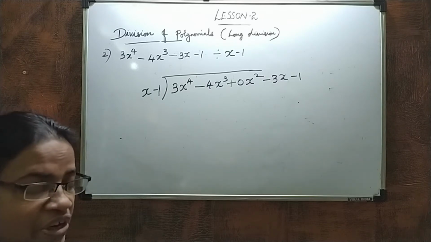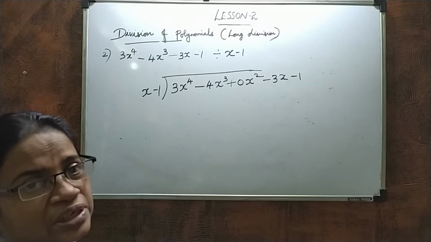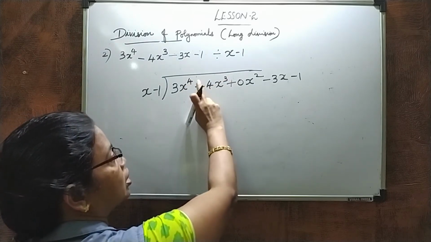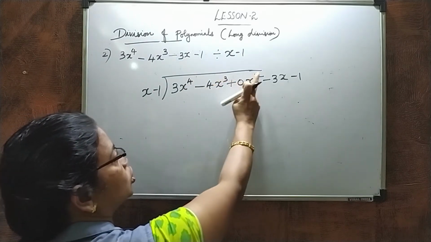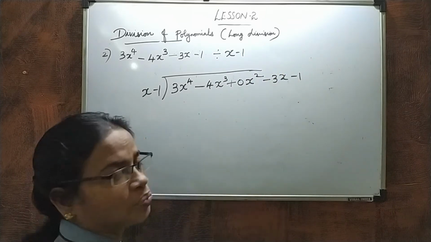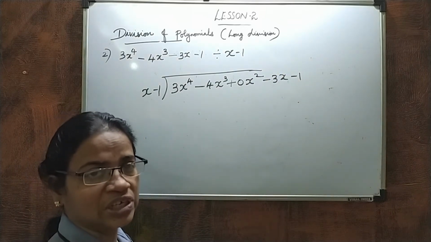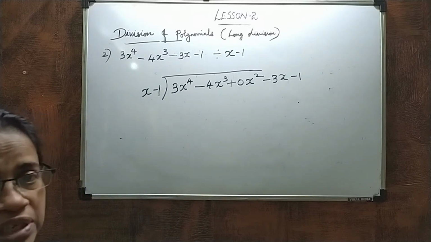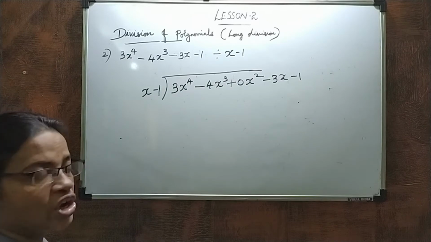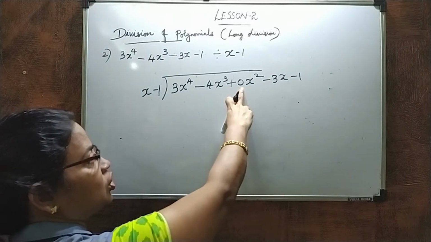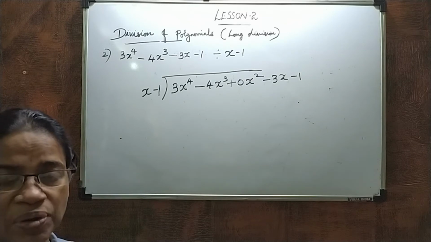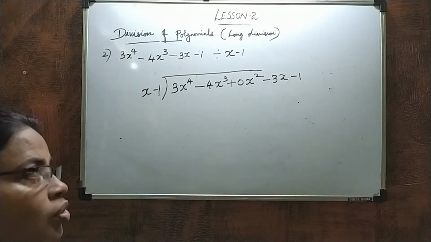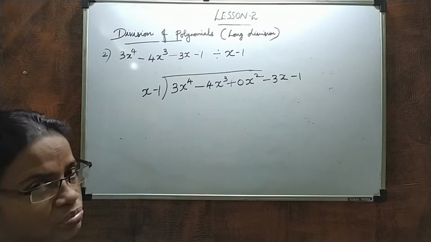Again I am telling, if any term is missing, how will you find out the missing term? Find out the order, descending order 4, 3, 2, 1, 0. In the first question there was nothing missing. In the second question one term is missing. There you have to put 0 for the variable that is missing, write that variable and the exponent also. Clear? We will start now.